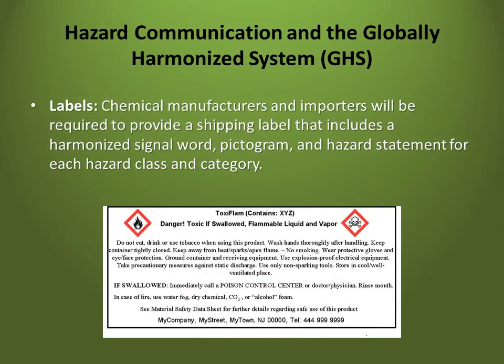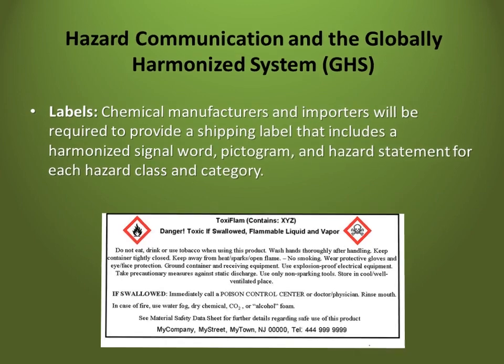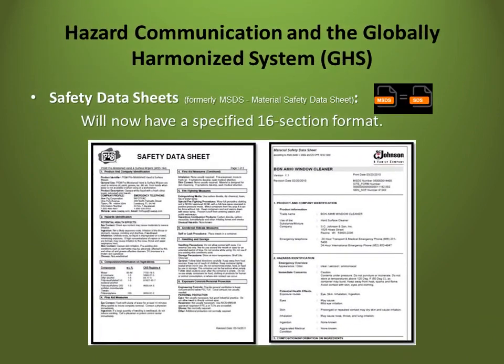Labels. Chemical manufacturers and importers will be required to provide a shipping label that includes a harmonized signal word, a pictogram, and hazard statement for each hazard class and category. Safety data sheets, formerly material safety data sheets, will now have a specified 16-section format. We'll talk more about safety data sheets a little later on in this presentation.